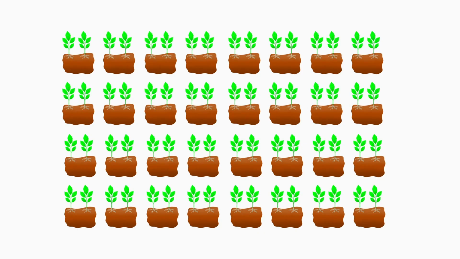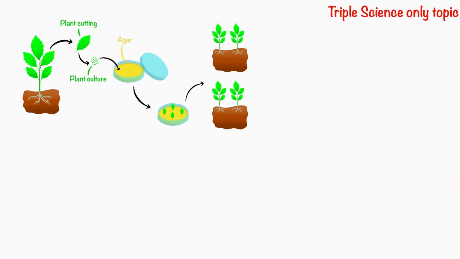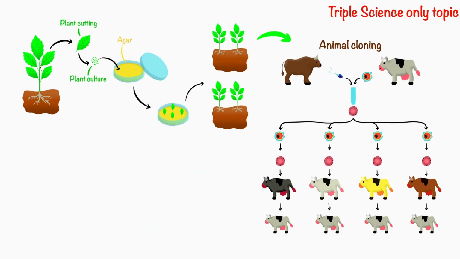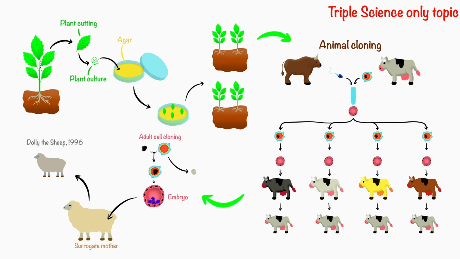Next time, we'll explore cloning, another biotechnology raising scientific and ethical questions. In this episode, we'll cover plant cloning methods, animal cloning techniques, Dolly the sheep, and the challenges and concerns associated with cloning.